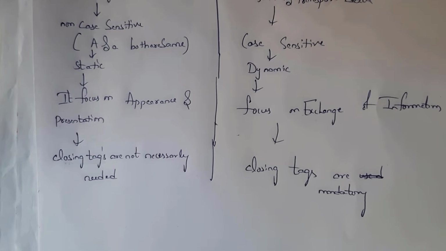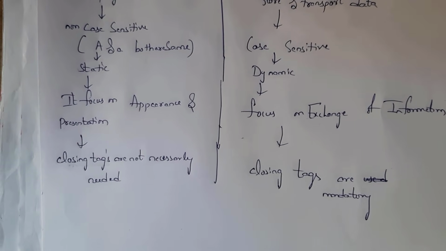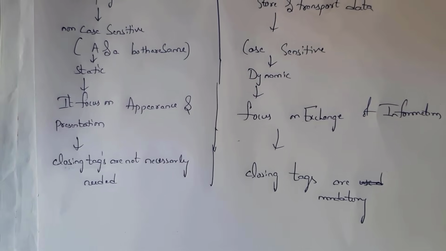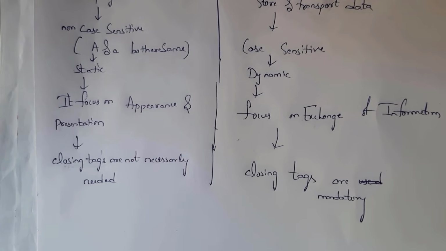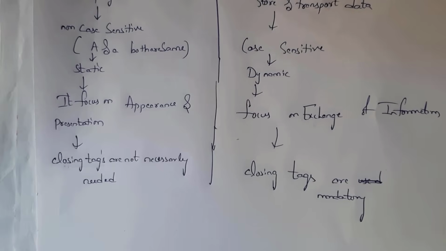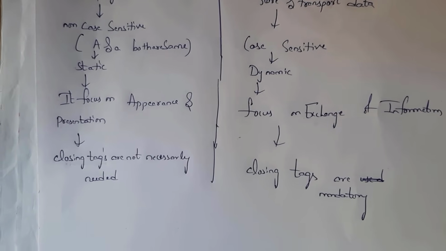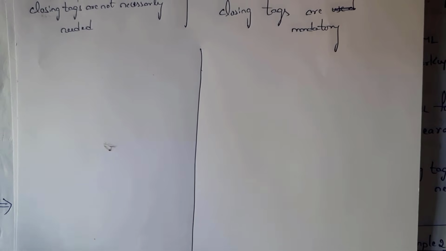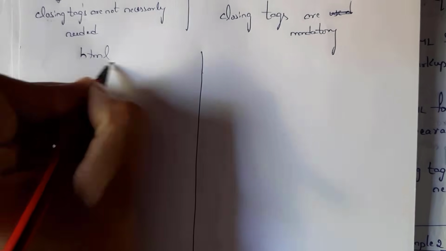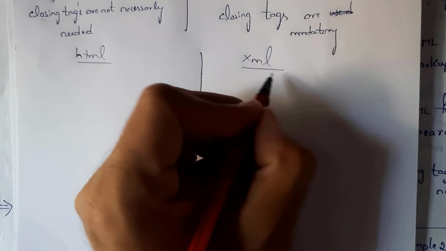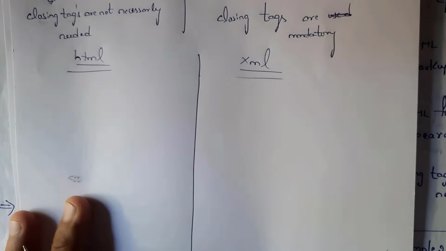As we all know, for every open tag there should be a closed tag. In HTML it is not necessary to use closing tags, but in XML we should definitely use closing tags, otherwise it displays an error. I will write a program of HTML as well as XML so that you can clearly differentiate between HTML and XML.